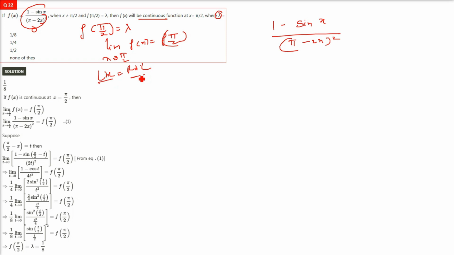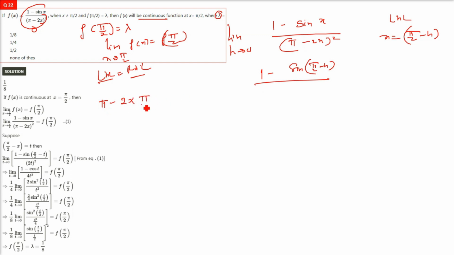Why I am saying this? Because the left hand limit and right hand limit we have been doing till now, they are already equal. So x equals pi by 2 minus h. You can also put pi by 2 plus h. This is up to you. So limit h tends to 0, x you have to put as pi by 2 minus h. So 1 minus sine of (pi by 2 minus h) divided by pi minus 2 into (pi by 2 minus h). I am not squaring yet, just solving this.